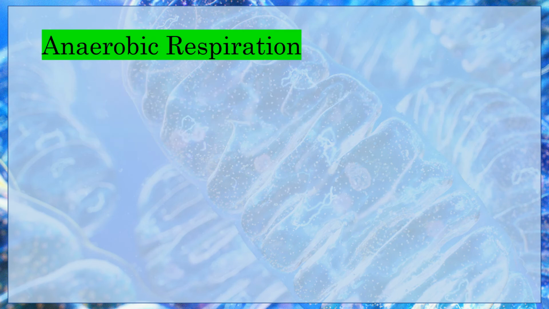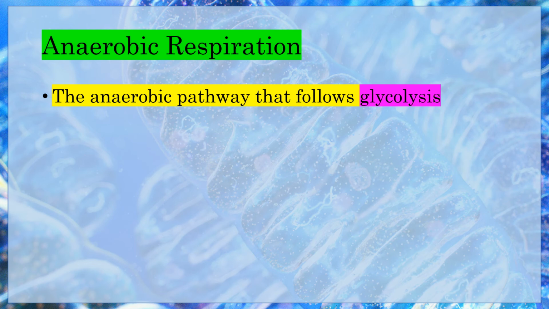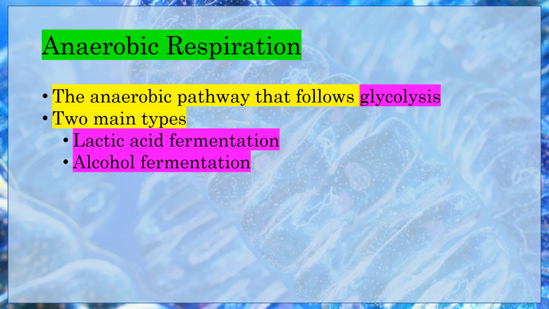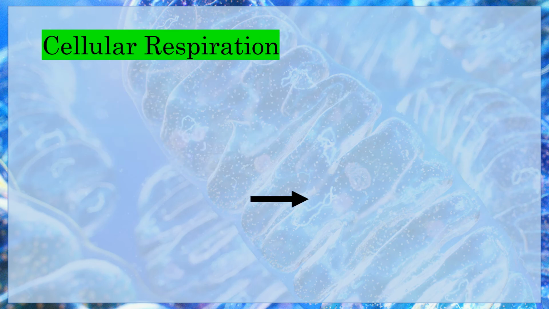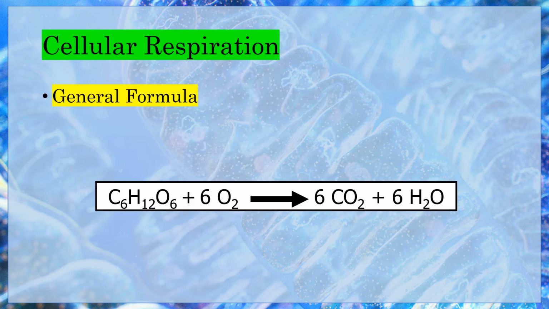Anaerobic respiration is the anaerobic pathway that follows glycolysis. You have two main types, lactic acid formation and alcohol formation. Remember, this is after glycolysis because it cannot go into the Krebs cycle since it doesn't have oxygen. So it goes from glycolysis to these fermentation cycles. For cellular respiration, we need to know that general formula.